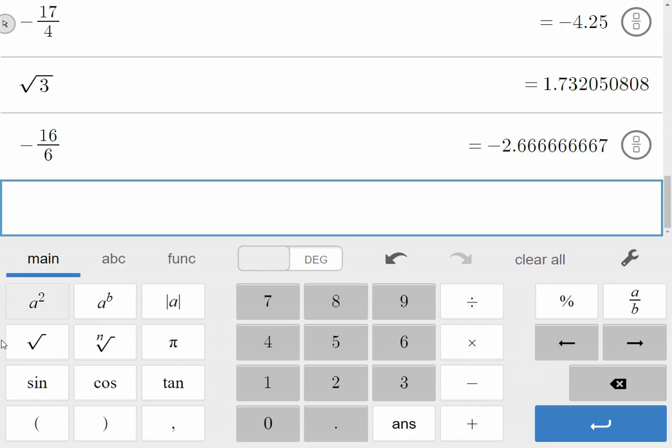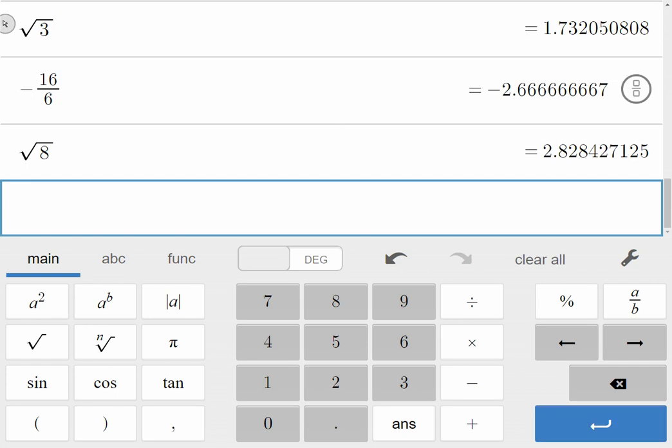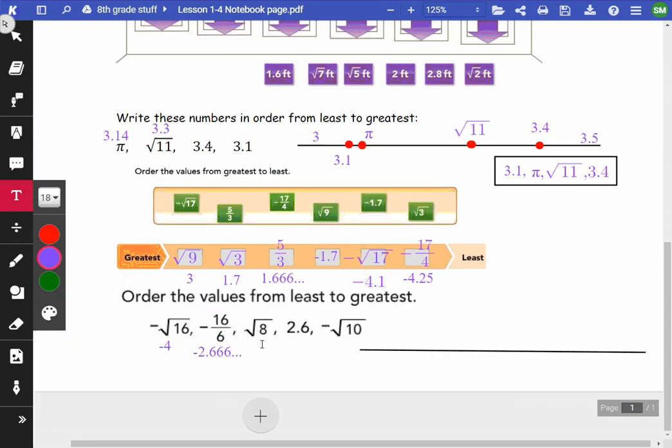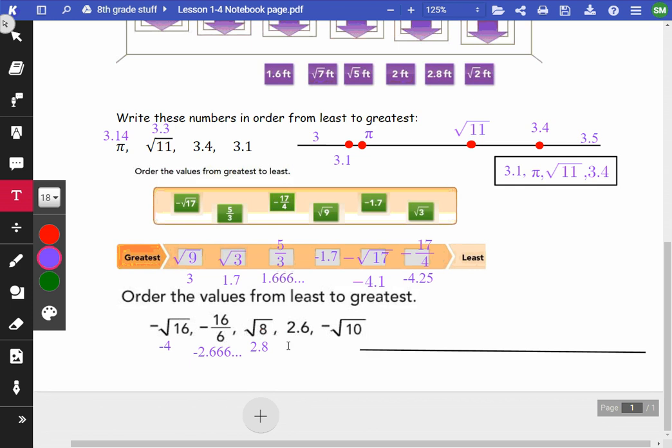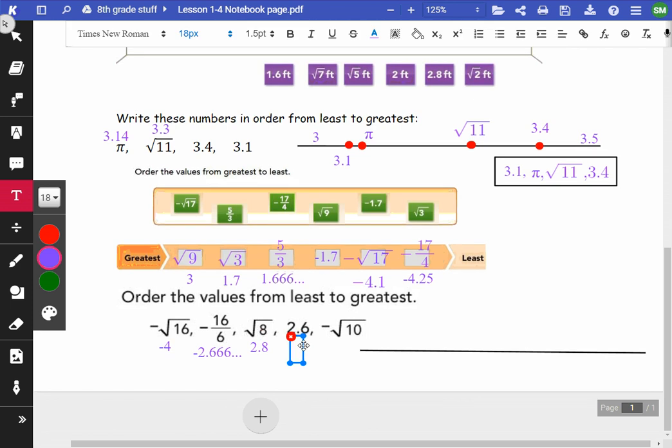Square root of 8. Enter. 2.8, about 2.8, right there. Here I've got 2.6. That already is a decimal, so I'm going to put that right there.